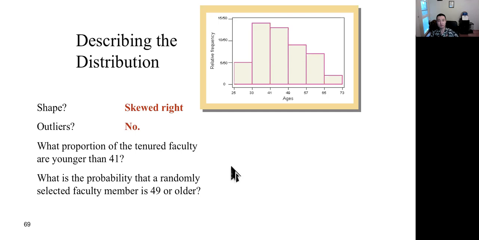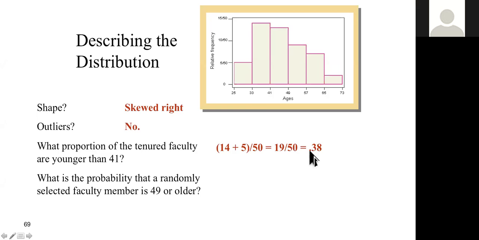And we can also answer some of the questions. What proportion of the tenured professors are younger than 41? So younger than 41, if we just add the frequency here in this class plus this, this is 14 plus 5, so 38% of faculty are younger than 41.